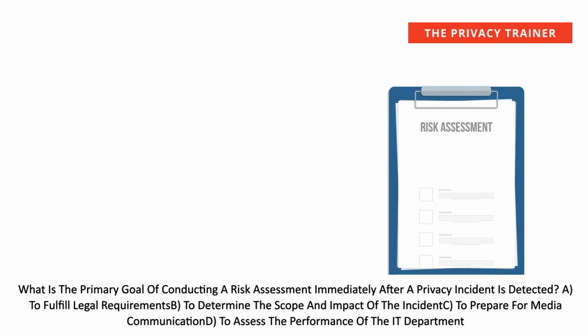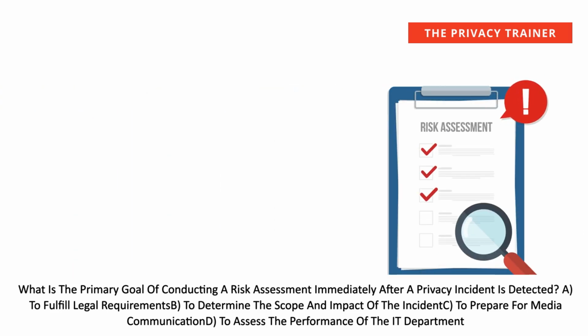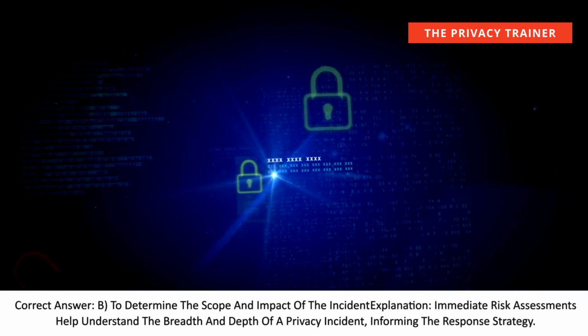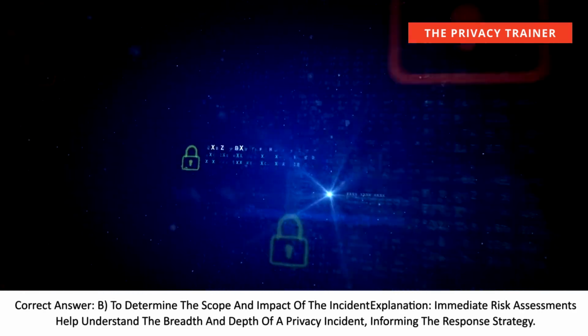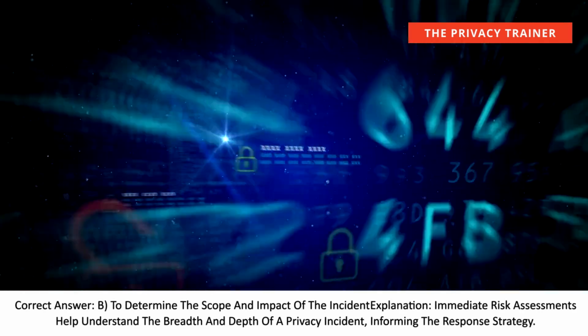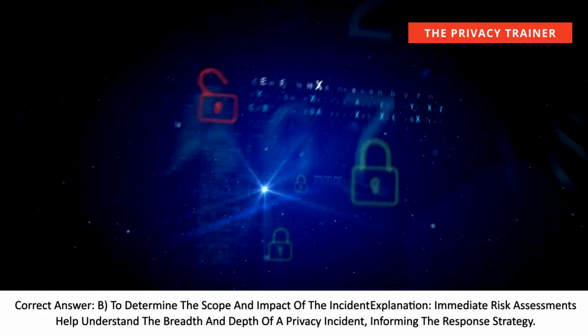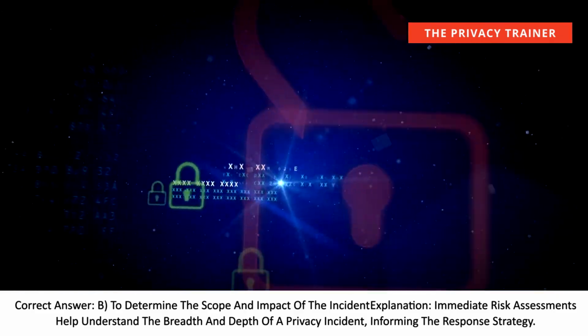B. To determine the scope and impact of the incident. C. To prepare for media communication. D. To assess the performance of the IT department. Correct answer, B. To determine the scope and impact of the incident. Explanation: immediate risk assessments help understand the breadth and depth of a privacy incident, informing the response strategy.